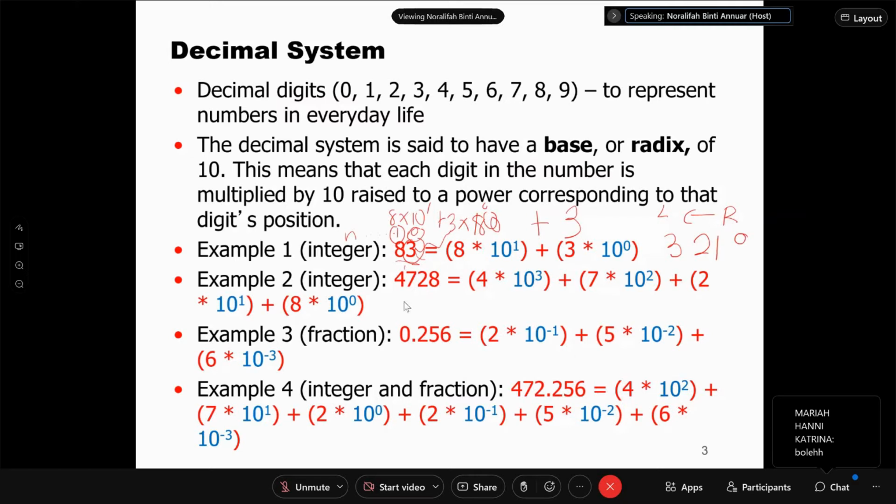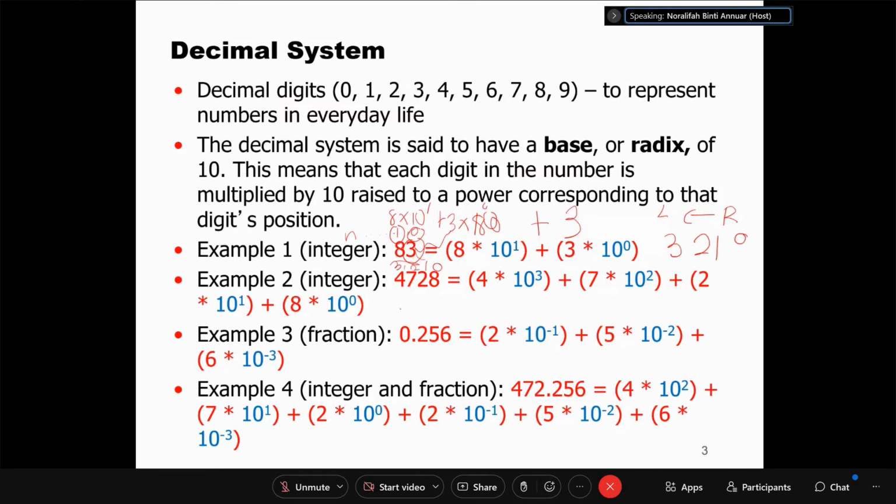Okay, then let's try a little bit longer one, 4728. They want you to represent it in decimal, so you know it's base 10. First you must know the base position. Remember, the base position starts from right to left, from your right to your left, like how you read writing this way. So 0, you must know the position. The base positions are 0, 1, 2 and 3.